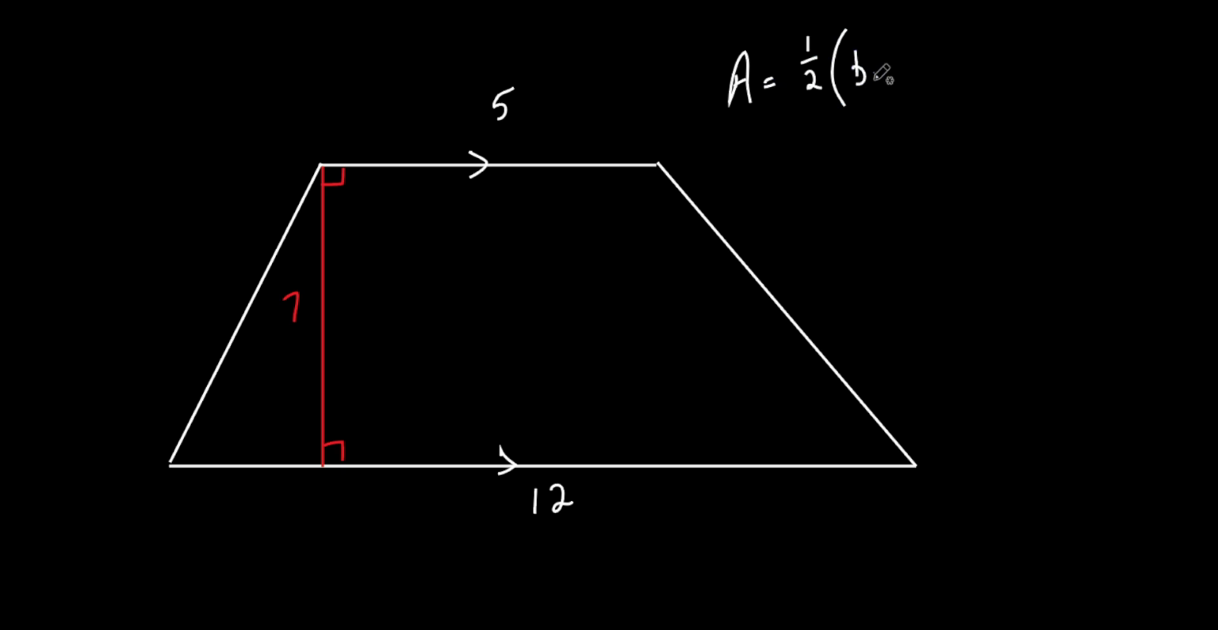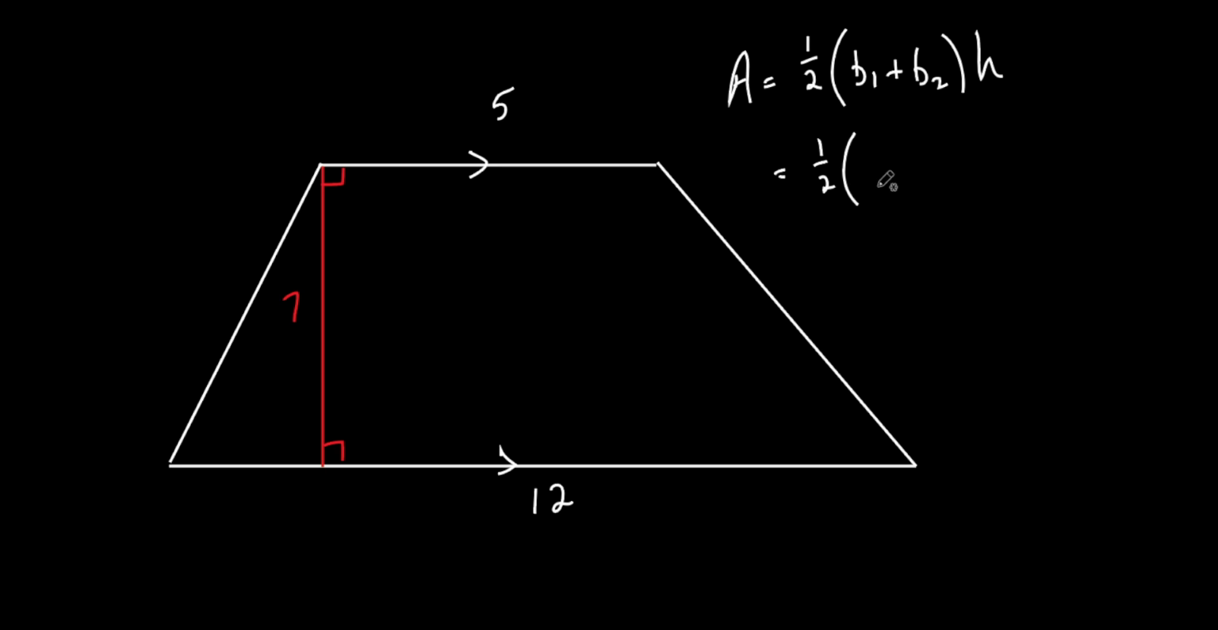That's right. It's B1 plus B2, base 1 plus base 2, times the what? Times the height. So now, look, they give you everything you need, don't they? They don't give you anything extra, and they're not leaving anything out. So it's just 1/2. B1 plus B2 is what?